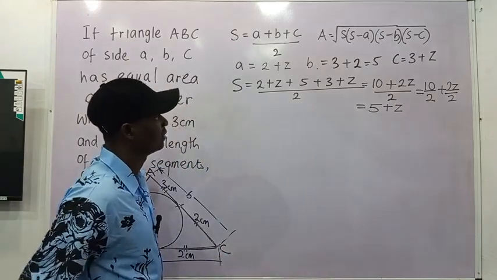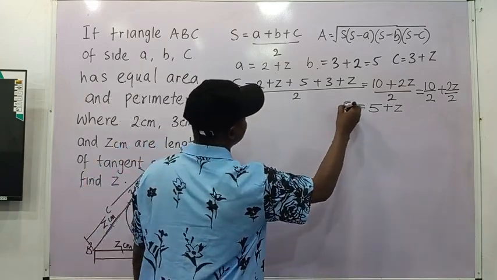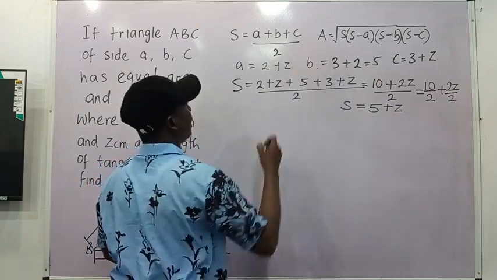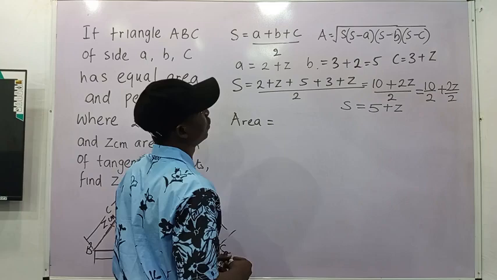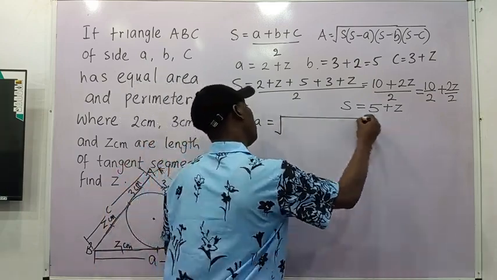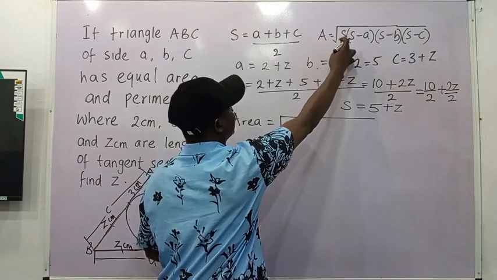5 plus Z. Now, I haven't gotten that. Now, what I want to do now, we have gotten our X. Well, it's just for us to place our X into the area. So the area, using Heron's formula, the area of the triangle is equal to square root of what? X is what? 5 plus Z, which is X.